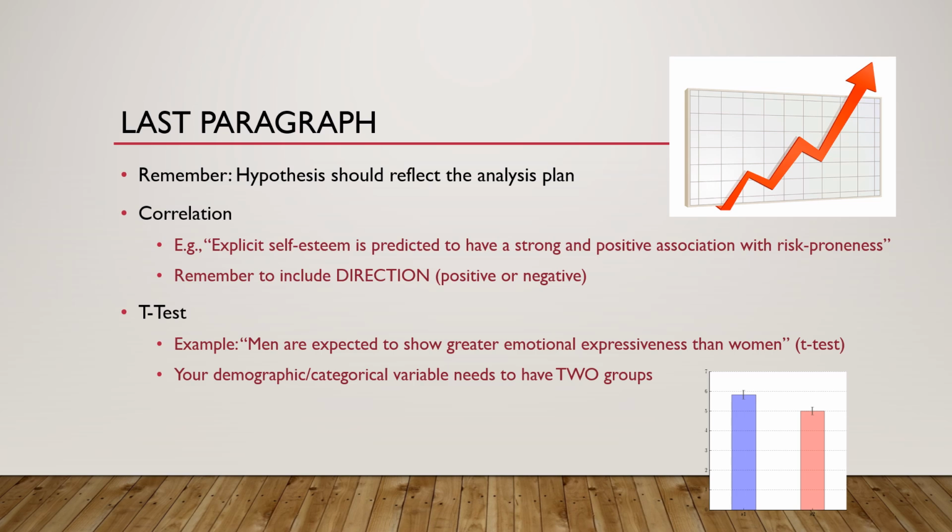The IVs and DVs show up in your hypothesis. And make sure that if you're doing a t-test, you do have 2 groups from your categorical variable. A reminder that if you were doing an ANOVA, you can have more groups, and so you don't have to be as explicit about the two groups. You just need to be explicit about what the categorical variable will be.